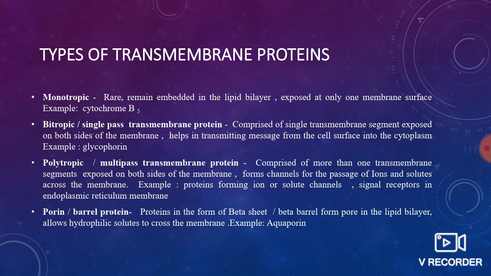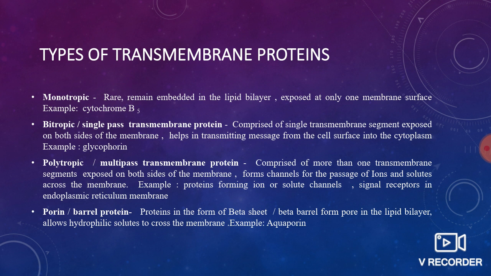Example is glycophorin. Polytopic or multi-pass transmembrane protein is comprised of more than one transmembrane segment exposed on both sides of the membrane, and forms channels for the passage of ions and solutes across the membrane. Examples are proteins forming ion or solute channels, and signal receptors in the endoplasmic reticulum membrane.